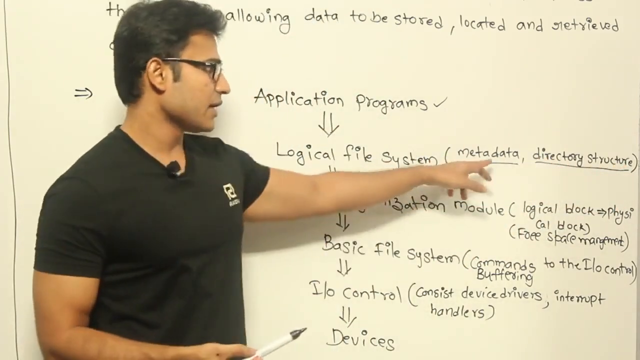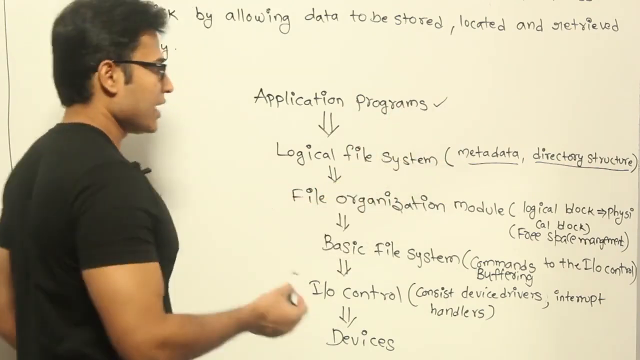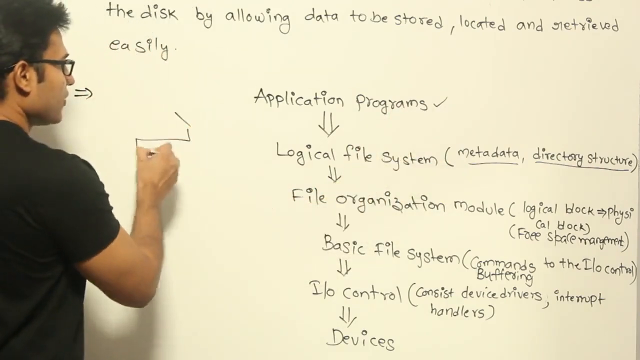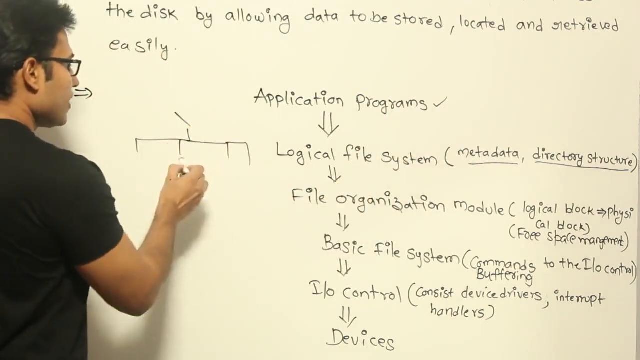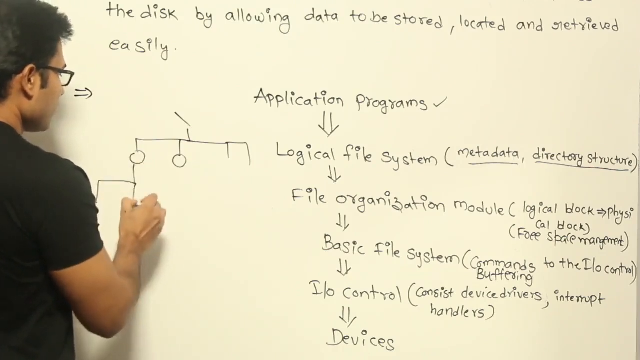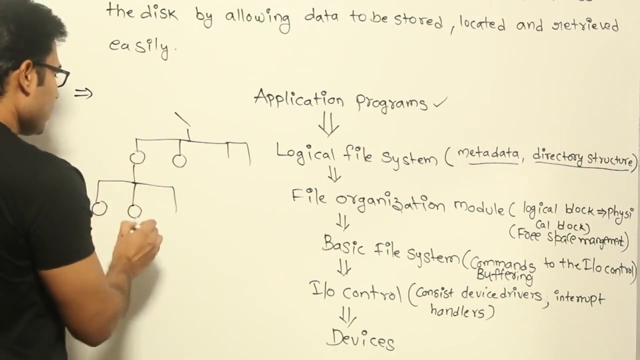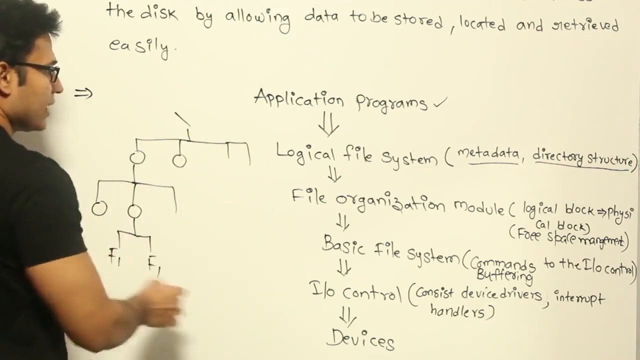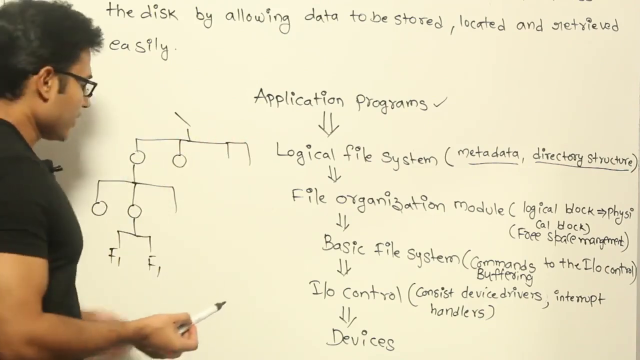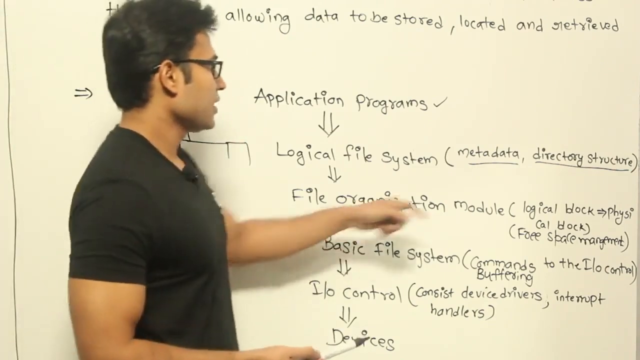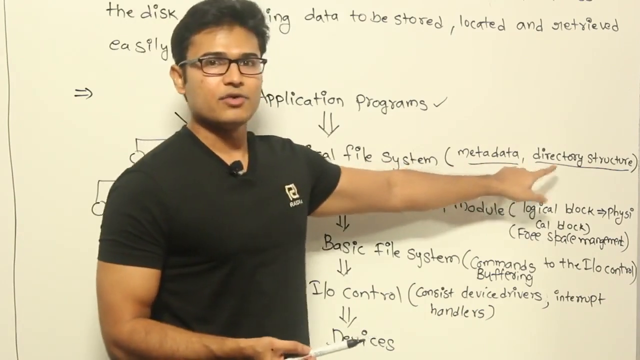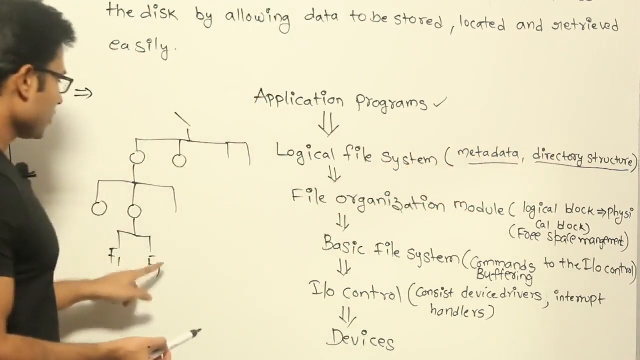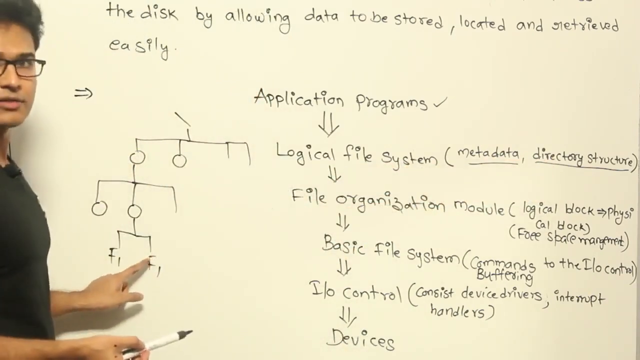So what is the directory structure? You know this, it is a kind of tree, right? You are going to have various directories listed, and every directory is going to have even more directories, and finally somewhere you are going to have files. So this is the kind of directory structure we are talking about. Now whenever you have a directory structure and you ask for a file, you should be able to locate which file you are actually requesting.